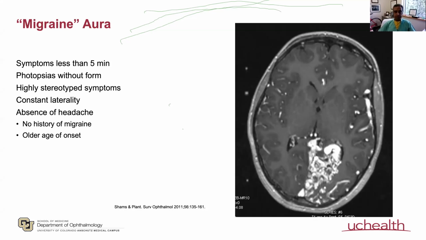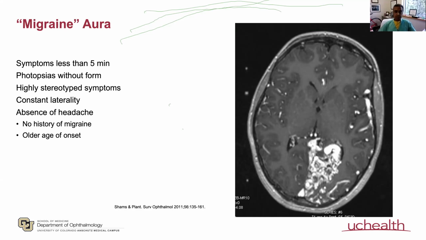For example, this is a patient who was initially thought to have migraine aura. This was a teenager who was having intermittent, formed photopsia, so more of a fortification type spectra, but they were always on the same side. They were always on the right side of vision. And of course, eventually, this patient underwent an MRI scan of the brain, and it showed that there was this vascular malformation in the brain that was irritating the adjacent cortex and causing those symptoms.